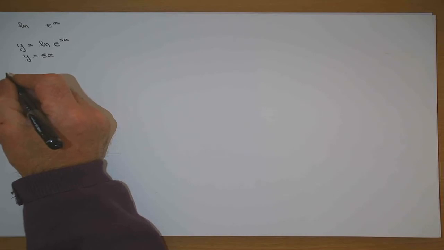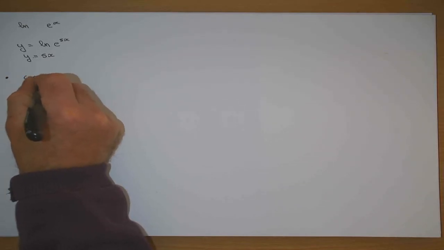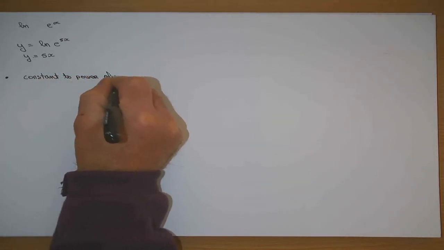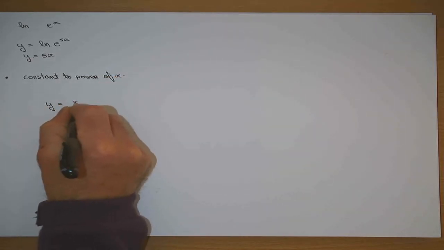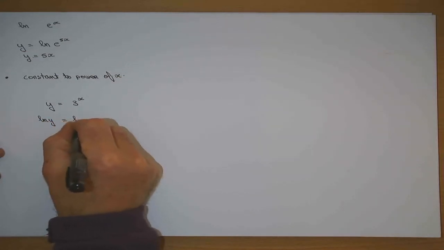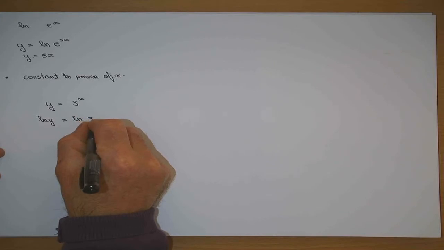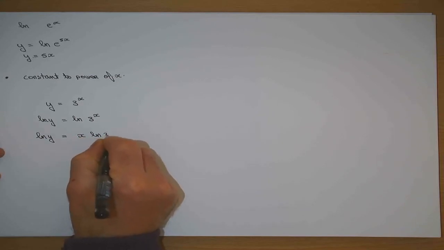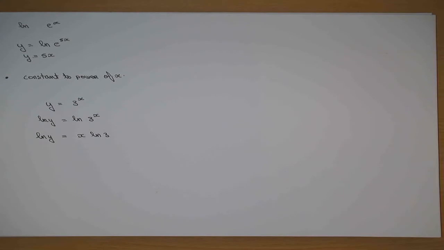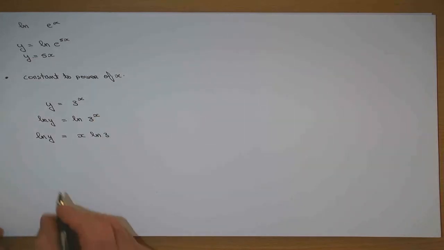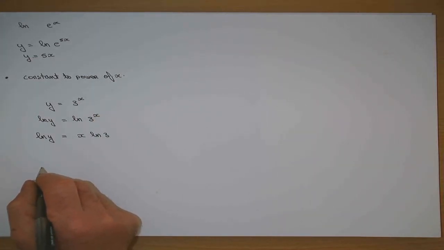Right. The final type then is when you have a constant to the power of x. If you have y equal to 3 to the x, how you must differentiate this is you must get the log of both sides. So the log of y is equal to the log of 3 to the x. Therefore, the log of y is equal to x log 3. Do you understand what I did there? So I got the log of both sides, 3 to the power of x. What do the rules of log say you can do with that? It's x log 3. So then you get the d dx of each side.